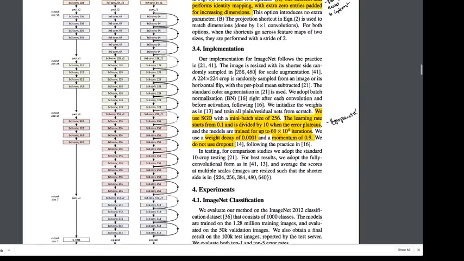Gotcha. And each two of those layers and then the residual is basically a block. Yes, exactly. You'll have an API where it's a residual block, like we saw.